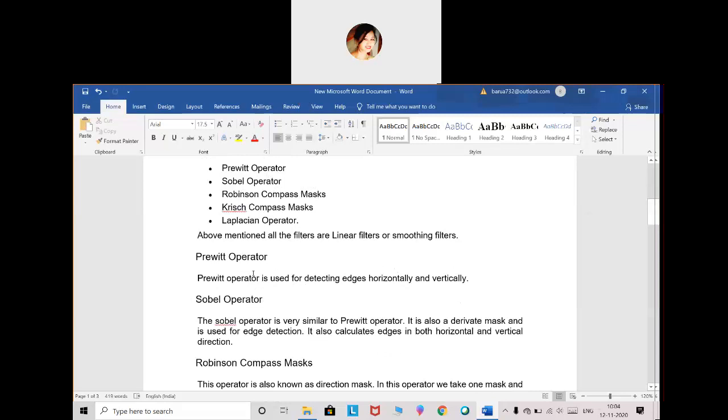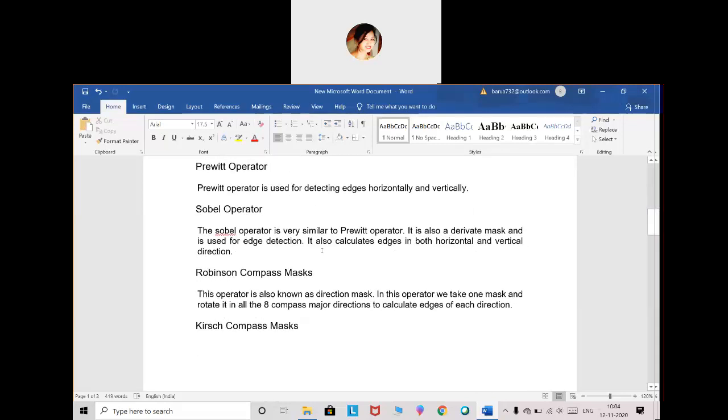Both the operators are used for detecting edges in an image both horizontally and vertically, right? Then comes Robinson compass mask. This operator is also known as a direction mask. Direction mask in the sense that here we take one mask and we rotate it in all the 8 compass major directions to calculate edges of each direction. I hope you can get this point, right?